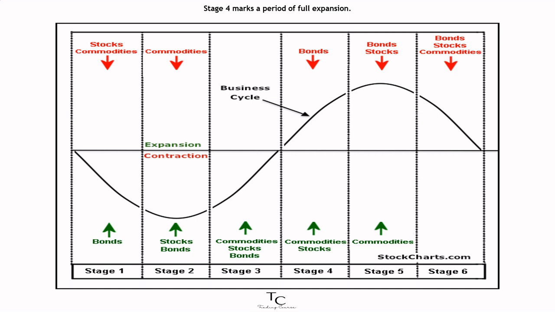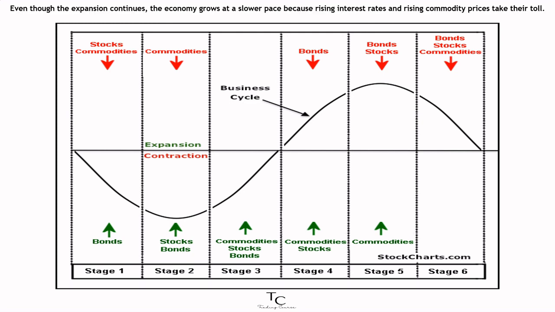Stage 4 marks a period of full expansion. Both stocks and commodities are rising, but bonds turn lower because the expansion increases inflationary pressures. To combat this, interest rates start to move higher. Stage 5 marks a peak in economic growth and the stock market.